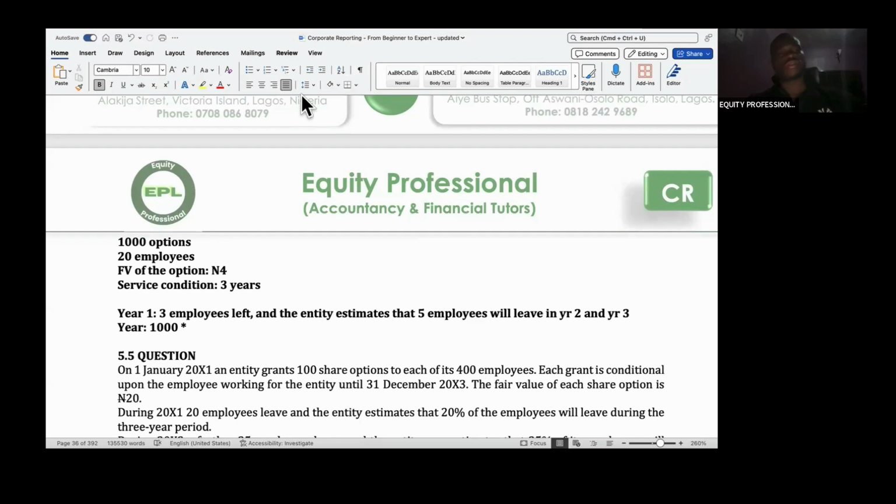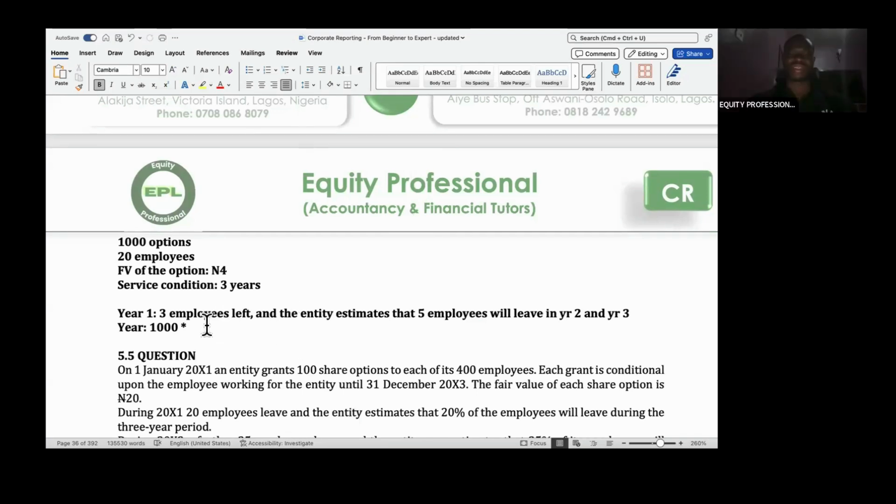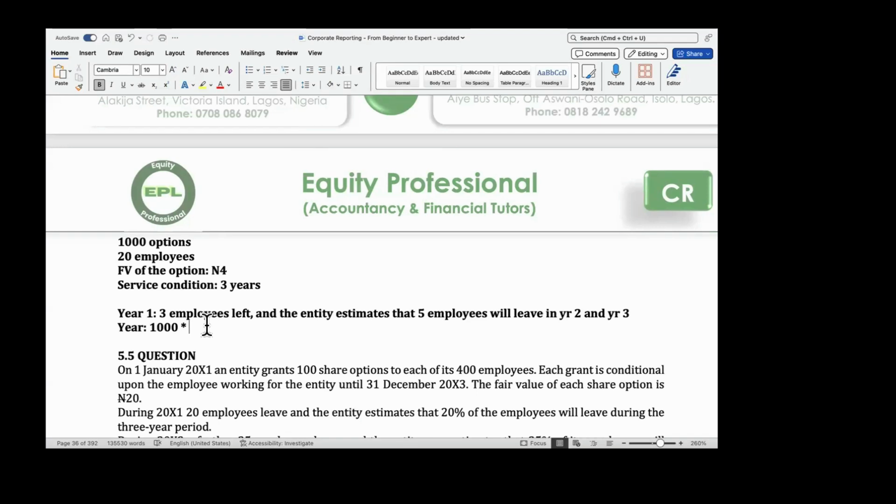Okay, Oseni, so let another person talk. So how many employees will vest in year one? Still 13. 13 employees. How did you get that one? Okay, sorry. So you mean in year one, how many will vest?